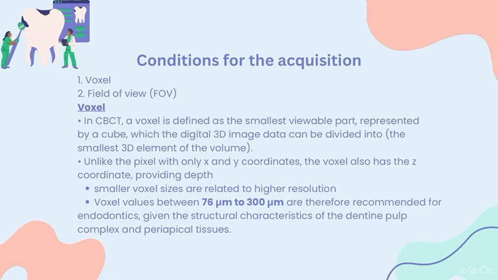The conditions for the acquisition are voxel and field of view. Voxel: in CBCT, a voxel is defined as the smallest viewable part represented by a cube, into which the digital 3D image data can be divided, the smallest 3D element of the volume. Unlike the pixel, with only x and y coordinates, the voxel also has a z coordinate providing depth. Smaller voxel sizes are related to higher resolution. Voxel values between 76 micrometers to 300 micrometers are therefore recommended for endodontics given the structural characteristics of dental pulp complex and periapical tissues.